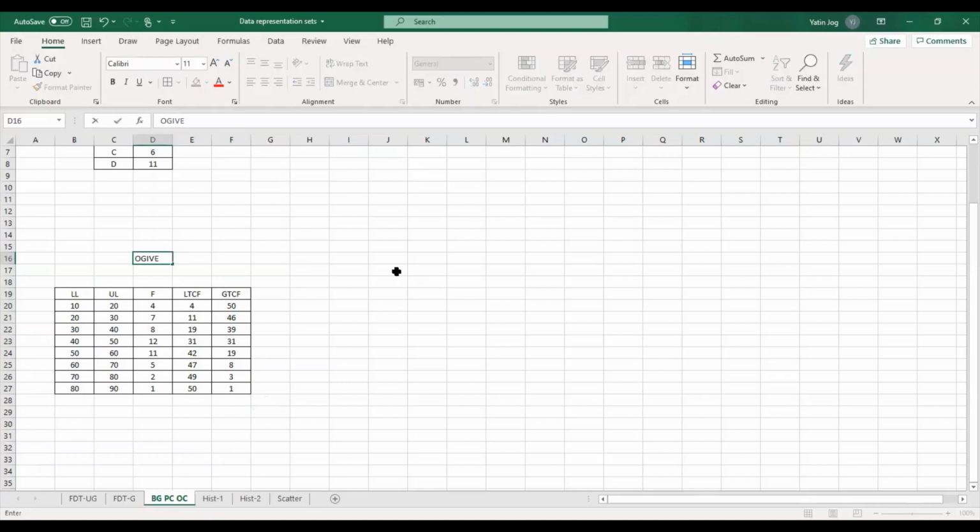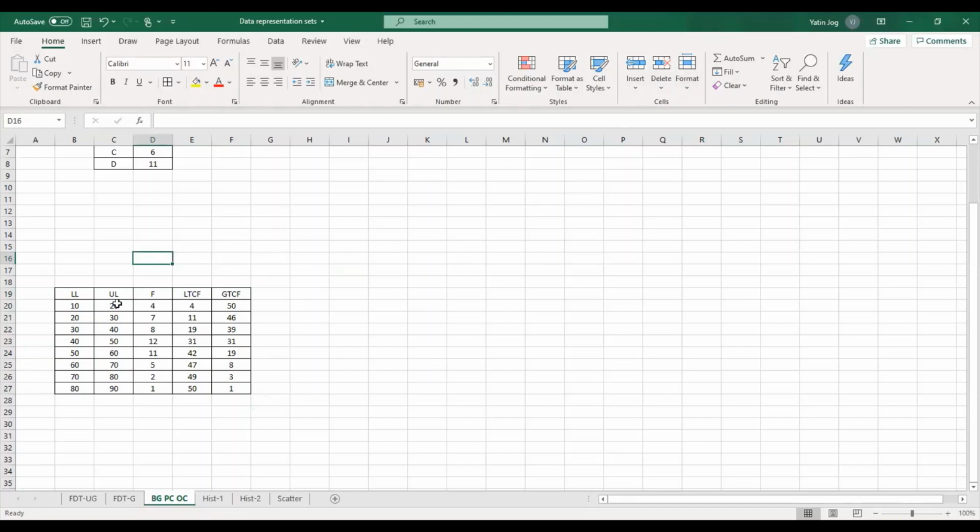In the case of the Ogive curve, as we have two types of cumulative frequencies, we also have two types of Ogive curve. One is the less than type of Ogive curve and the second is the greater than type of Ogive curve. Now we'll see how to draw these Ogive curves in Excel. Yes, are you with me? Have you understood everything? Can we go ahead?